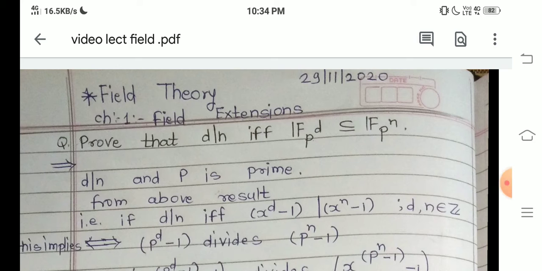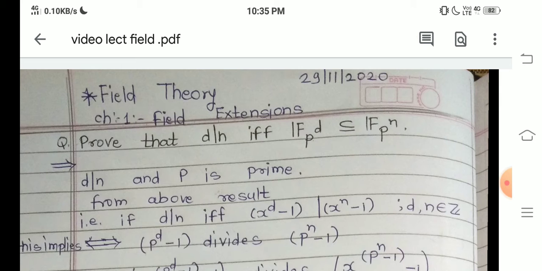Chapter one, field extensions. We have seen the first example. Question: prove that d divides n if and only if the field F_p^d is contained in the field F_p^n. Solution: here we are given that the first field contains p^d elements and the second field contains p^n elements.